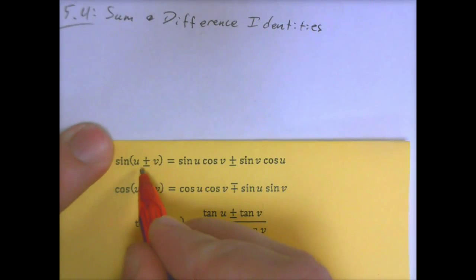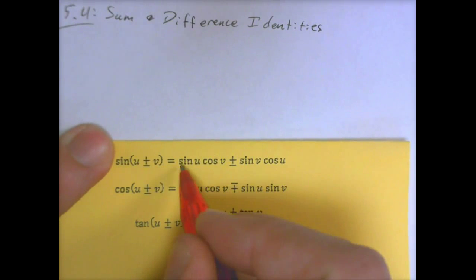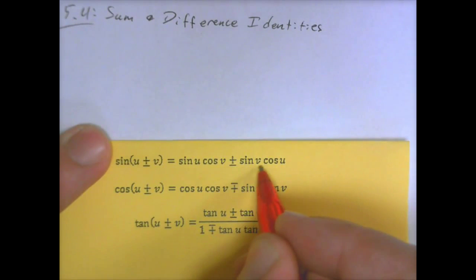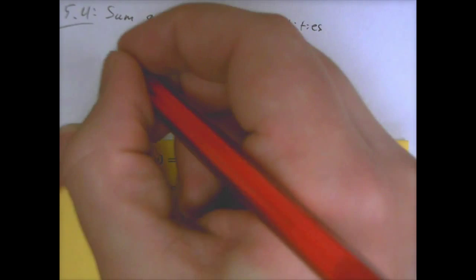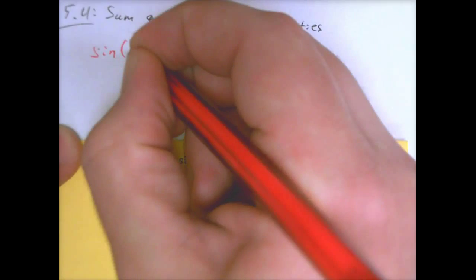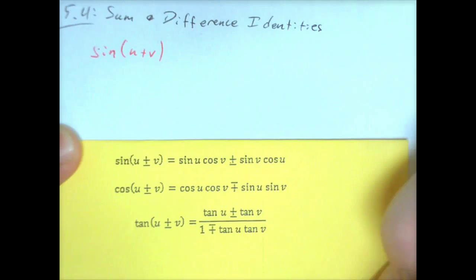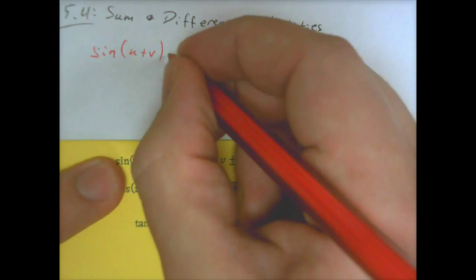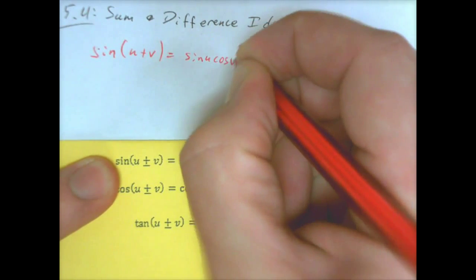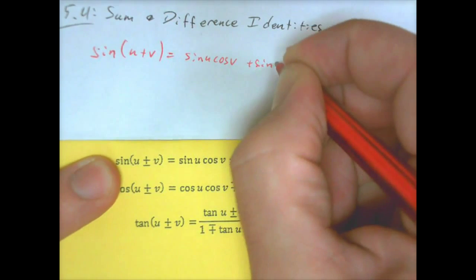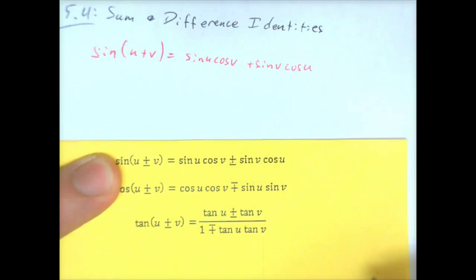The way that you are going to read this sheet is, check out sine. Sine of u plus or minus v equals sine u cosine v plus or minus sine v cosine u. Notice the pluses are on top here. So if you have sine of some angle plus some other angle, you are going to use the sine on top over here. So sine u cosine v plus sine v cosine u.